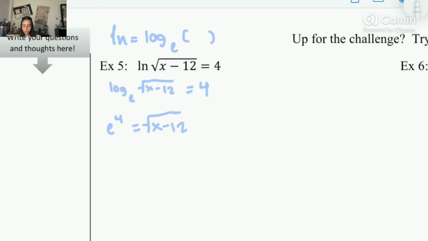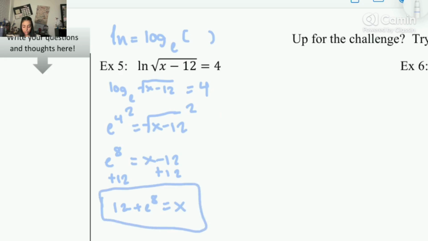And to get rid of a square root, you can just square both sides. So e to the power of 8 equals x minus 12. So you can add 12 to both sides. 12 plus e to the power of 8 equals x. And you can leave it at that, or you can put it in your calculator. That's your answer. Alright, and that's it for the lesson portion.